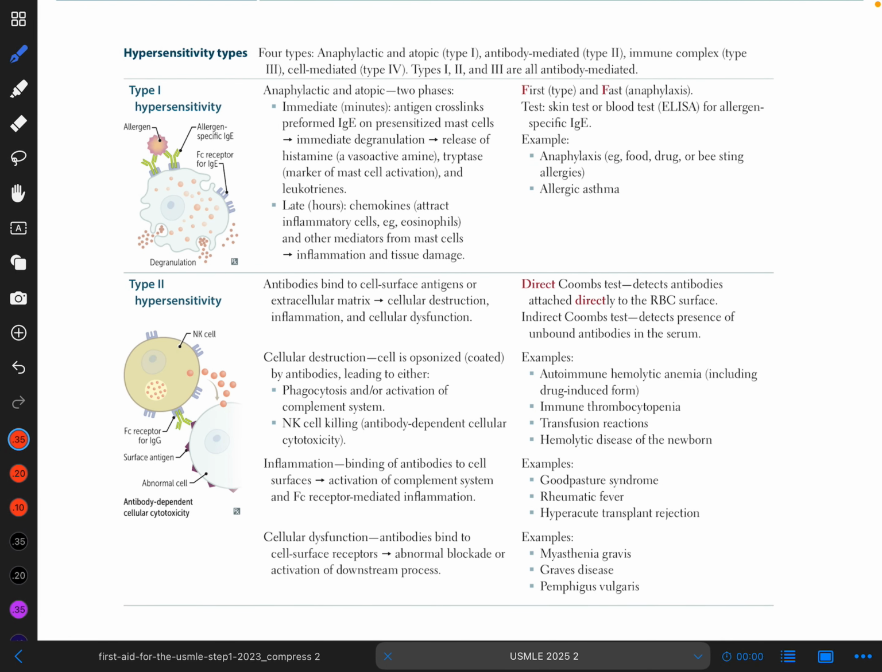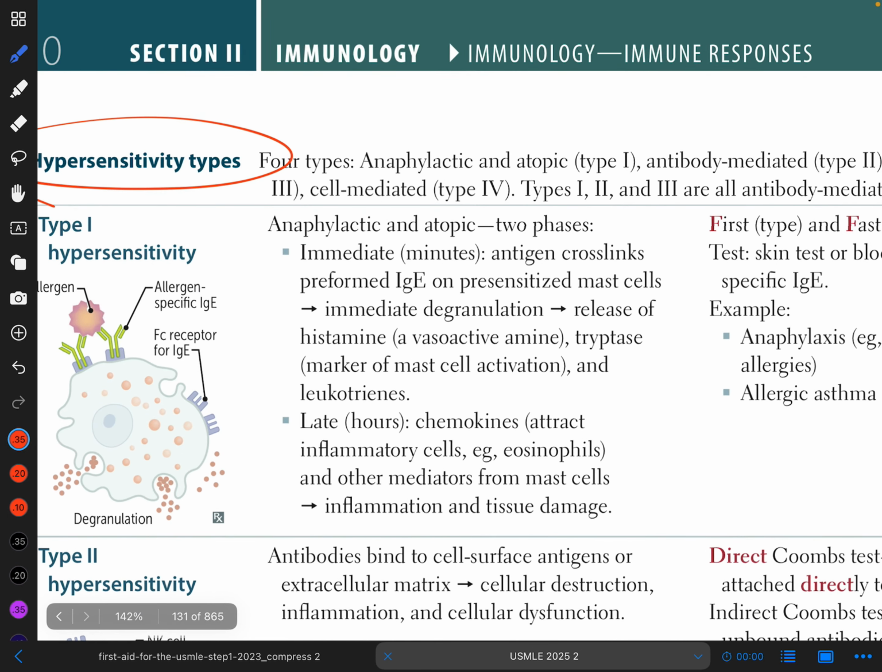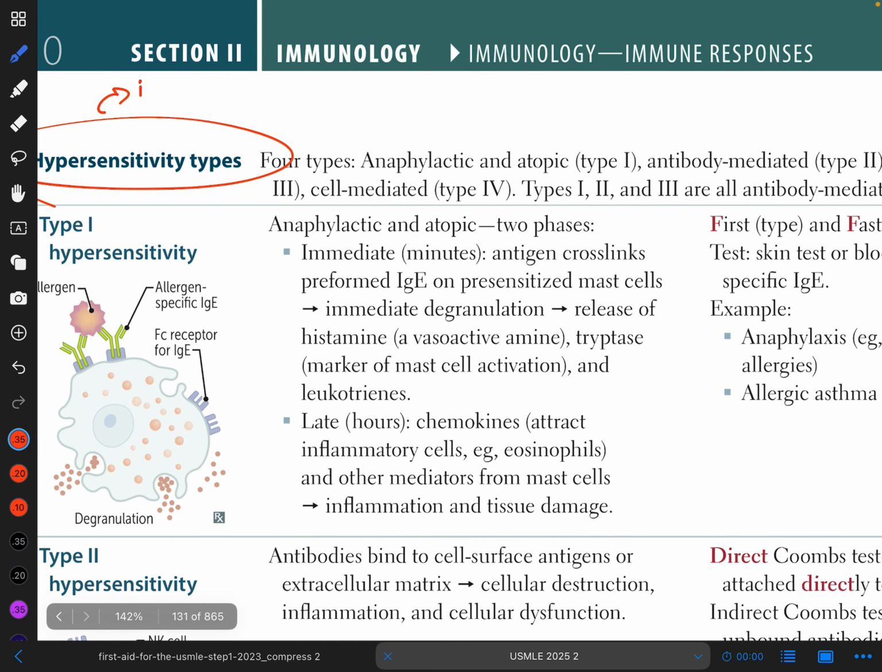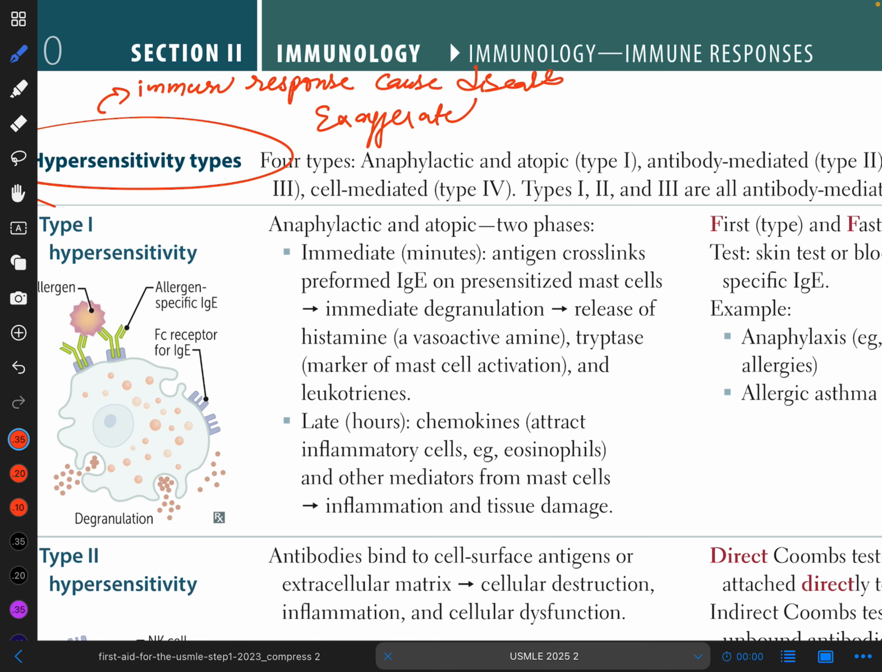Now we are going to start with the hypersensitivity types. Hypersensitivity is an immune response that causes disease. These immune responses are exaggerated or inappropriate, and they can be allergic reactions, which are a subtype of hypersensitivity.